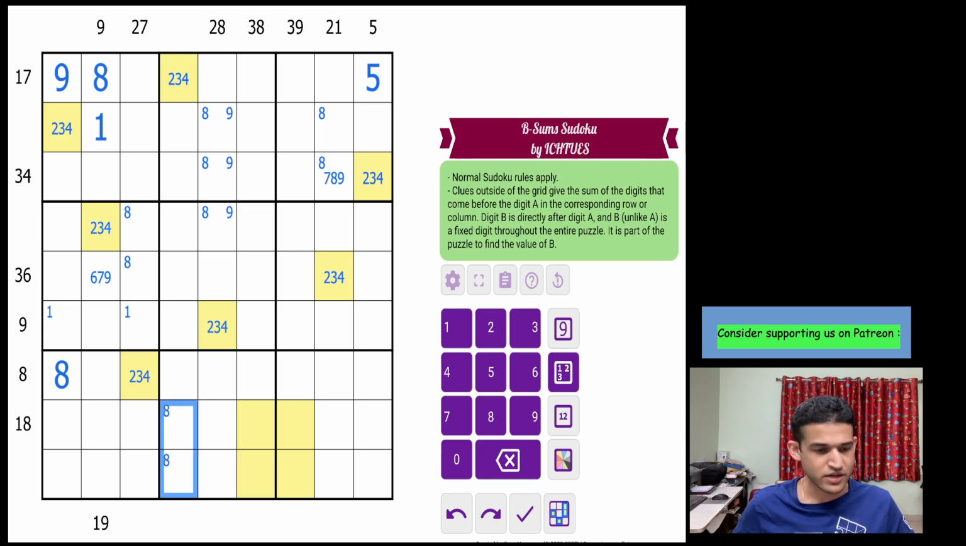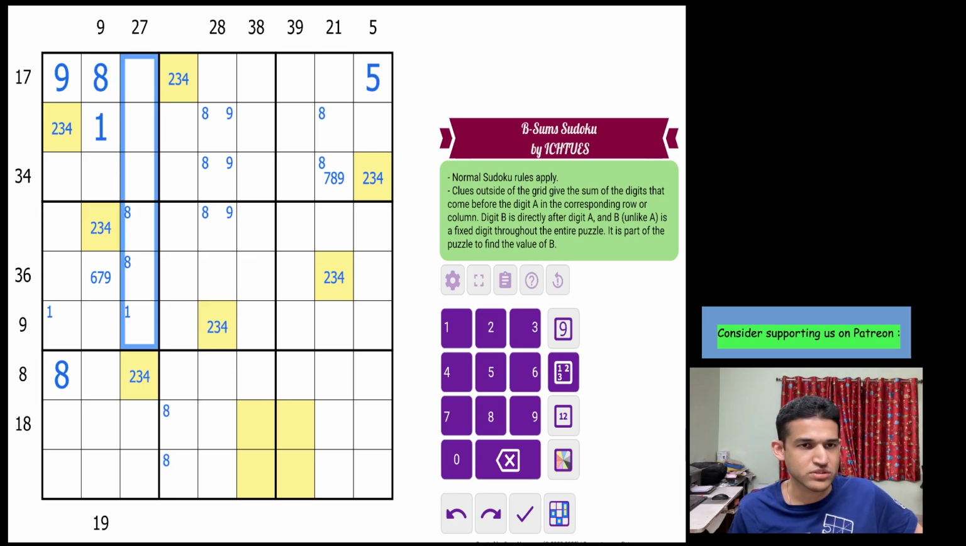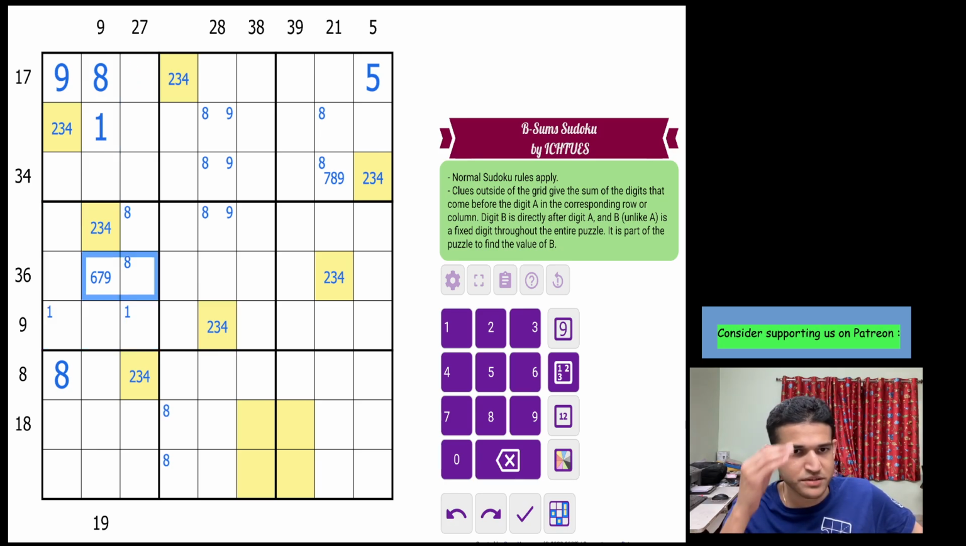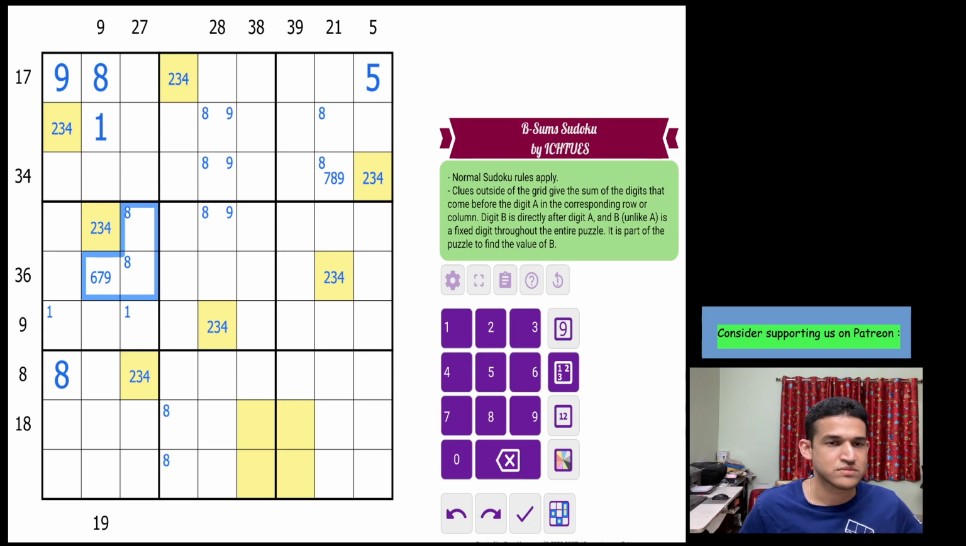Wow, there is some narrow logic going on here. So I wish I could get through this. 9 isn't here, 9 isn't here, so 9 must be in these 3 cells. Wow. Kind of stuck at this point.